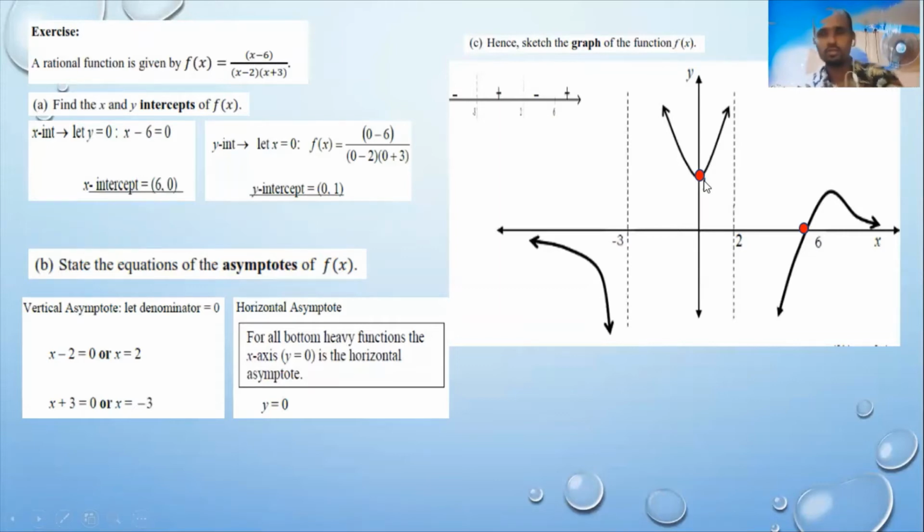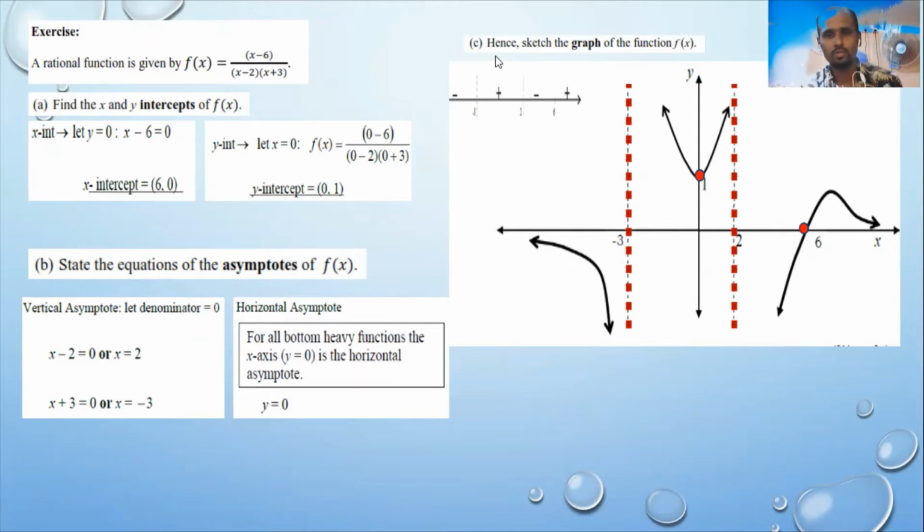And then the vertical asymptotes are x equal to 2 and x equal to negative 3. So that's what I have done. Let me show you. So these are the two vertical asymptotes, x equal to 2 and x equal to negative 3. Now the horizontal asymptote is y equal to 0. This is the line y equal to 0. We don't have to put a dotted line because this is the x-axis.